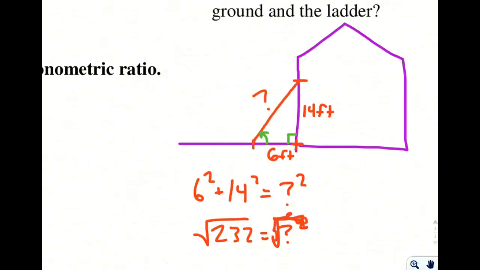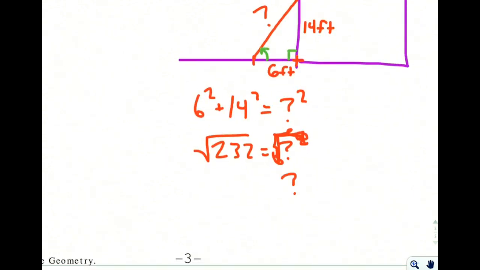Again, if you're wondering why no plus and minus, it's because we're finding the length of a ladder, and the ladder is probably not going to be negative so many feet long. So our unknown side, the length of our ladder, is going to be 15.2, and we'll round it to the 0.2. So 15.2 feet. And that's for the ladder.